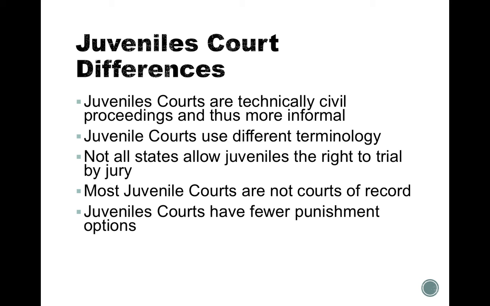Juvenile courts are technically civil proceedings and they're much more informal. You can't go in and observe juvenile court unless you happen to know the juvenile that is being sentenced at the time. They use different terminology. We don't arrest juveniles, we take them into custody, for example. And not all states allow juveniles the right to a trial by jury. Most juvenile courts are not a court of record, so there's no transcript, and they tend to have fewer punishment options.